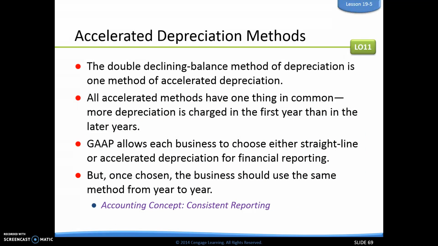Now, the double declining balance method of depreciation is one method of accelerated depreciation. There are actually many of them that exist. And all accelerated methods have one thing in common: more depreciation is charged in the first year than in later years. Now, GAAP allows each business to choose which depreciation method it wants to use. However, once it's chosen, the business needs to use the same method from year to year. You can't go from straight line one year to double declining the next and then back to straight line, because that's not the accounting concept of consistent reporting, which means that we wouldn't be able to compare year to year because our depreciation expense would be calculated differently.